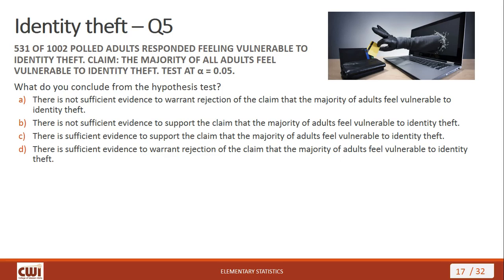Because we have a one-tailed test, the inequality signs for our claim match those for our alternative hypothesis. Because of this, we're going to look for supporting the claim and not warranting rejection of the claim. If we had a two-tailed test, then we would look for warranting rejection of the claim, but we have a one-tailed test, therefore we're looking for supporting the claim. That means answer options A and D we can eliminate right off the bat. So the question is, is there or is there not sufficient evidence to support the claim? Well, did we reject H0 or fail to reject H0?